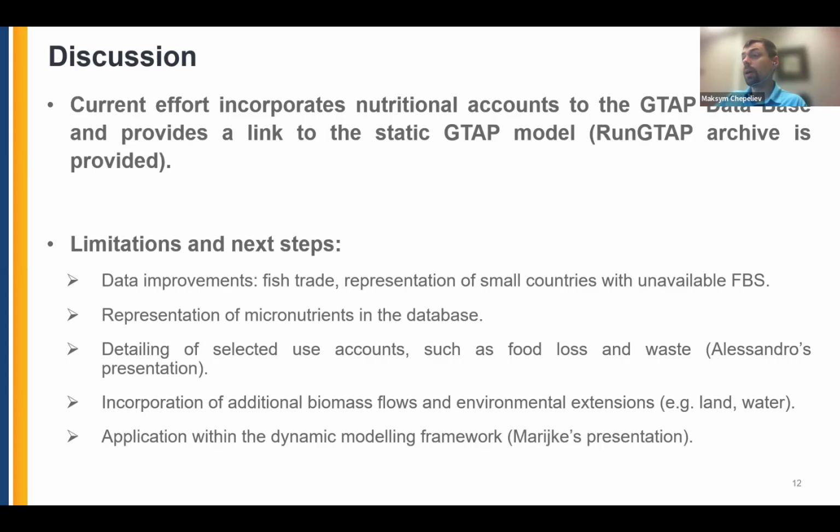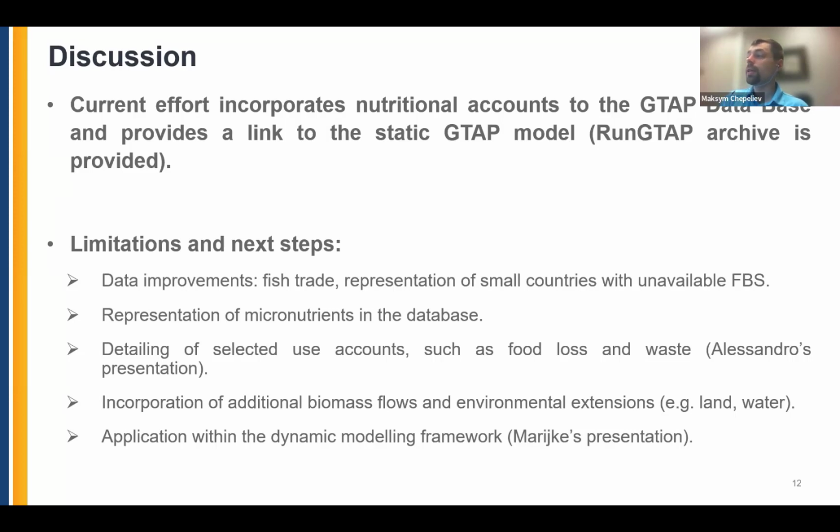Of course, there are quite a few limitations, and some of them are discussed by other speakers in the seminar. As always, there could be some data improvements implemented in terms of better representation of fish trade. We also made some simplifying assumptions on how to represent small countries, which are not available in FAO's food balance sheets. So those can be improved based on country-specific data. We can also add representation of macronutrients in the database, which is an important point when tracing nutritional implications of various policies.